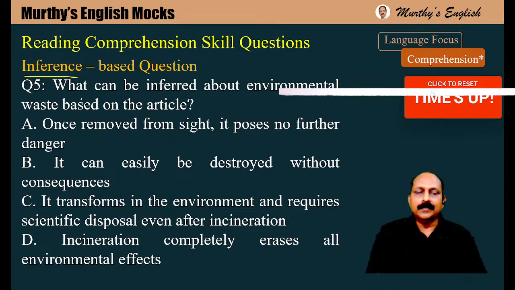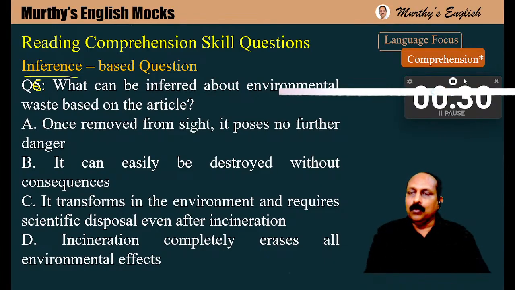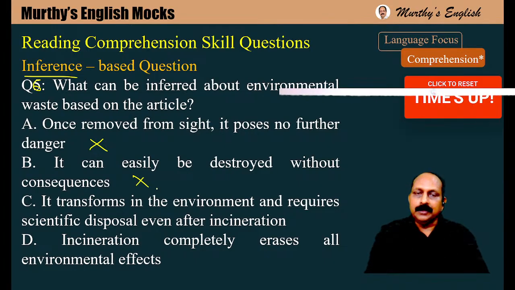Inference based question. This should have been question number six. Your time starts now. What can be inferred about environmental waste based on the article? There's one sentence that talks about environmental waste. So, what can be inferred? What conclusion can you come to? Once removed from site, it poses no further danger. It can easily be destroyed without consequences. Your time is up. It transforms in the environment and requires scientific disposal even after incineration. This is the answer.